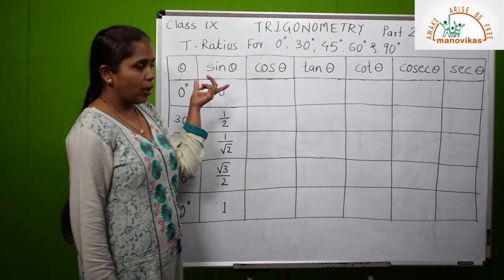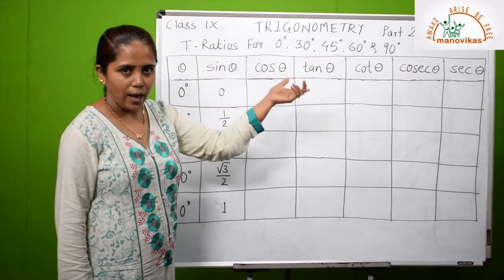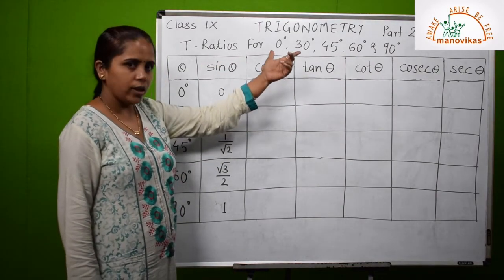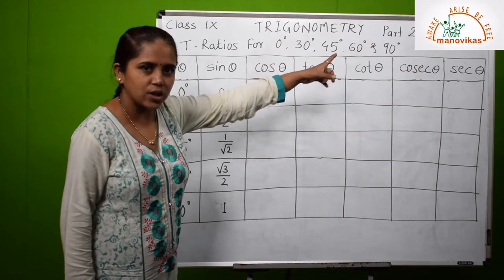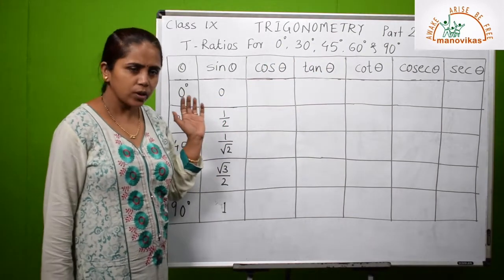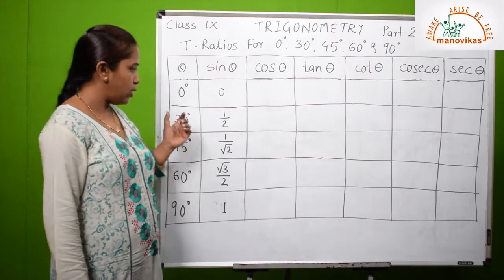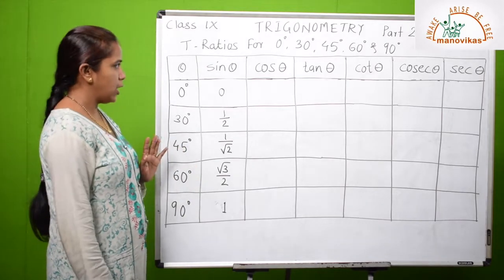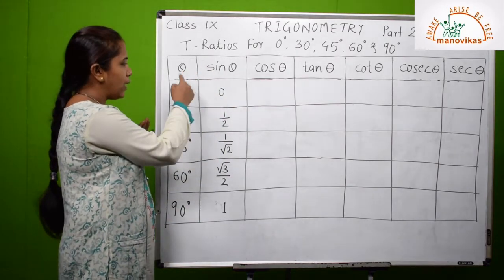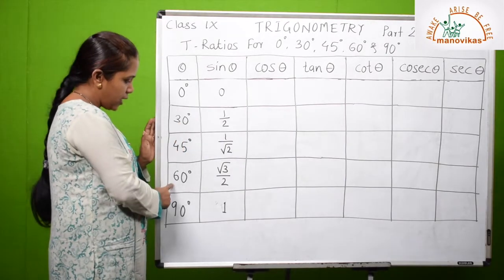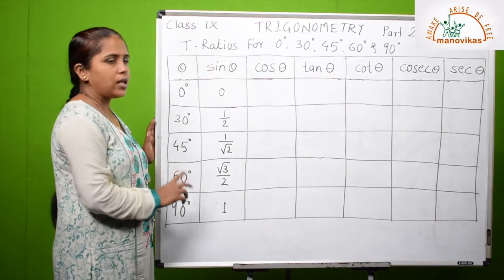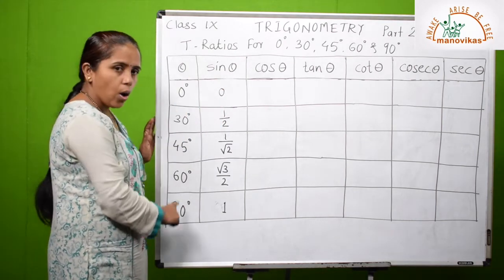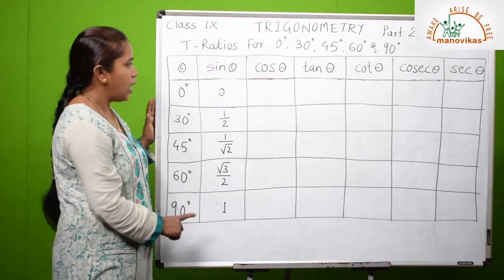These are the trigonometric ratios for standard angles: 0 degree, 30 degree, 45 degree, 60 degree and 90 degree. All the 6 ratios for these 5 angles. Now how to write those ratios? First, theta values 0, 30, 45, 60 and 90. First I'll write the sine ratio, that is, sine theta values for all these 5 angles.